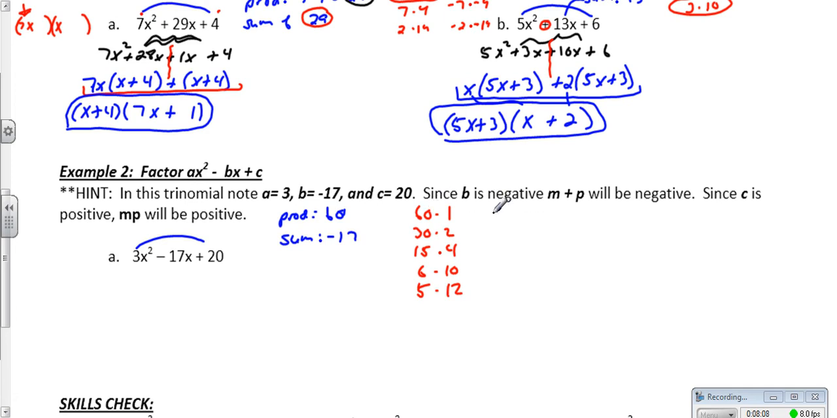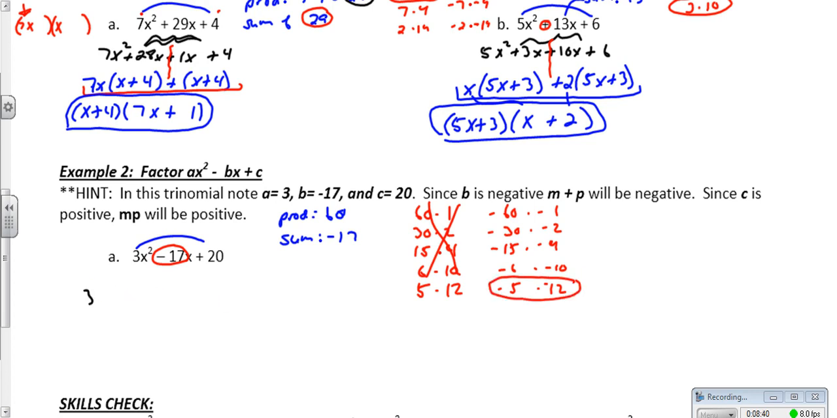Alright, now also negative 60 times negative 1, and we have negative 30 times negative 2, negative 15 times negative 4. These are all going to give us the same result. Negative 6 times negative 10. I'm actually writing this one out though because in this case we have a negative 17 as a sum. So we're looking at actually this one. These are all positives, not going to work. Which one of these add up to negative 17? This one. So if we rewrite that, we get 3x squared minus 5x minus 12x plus 20.